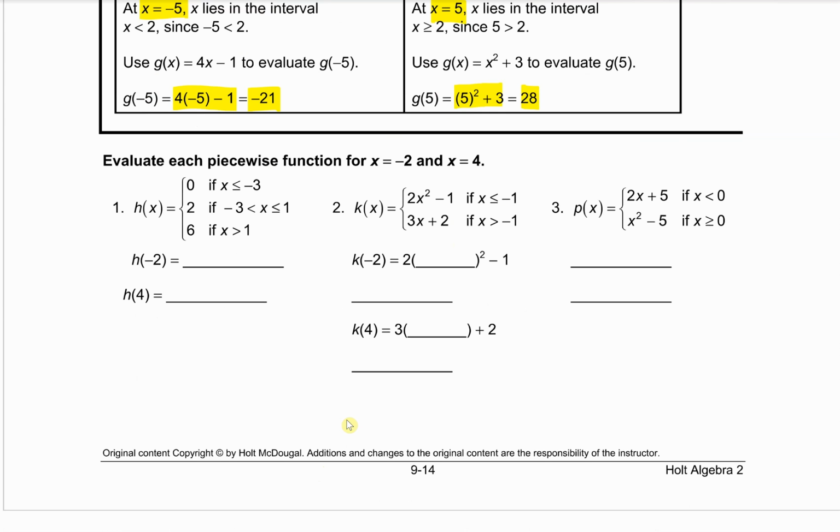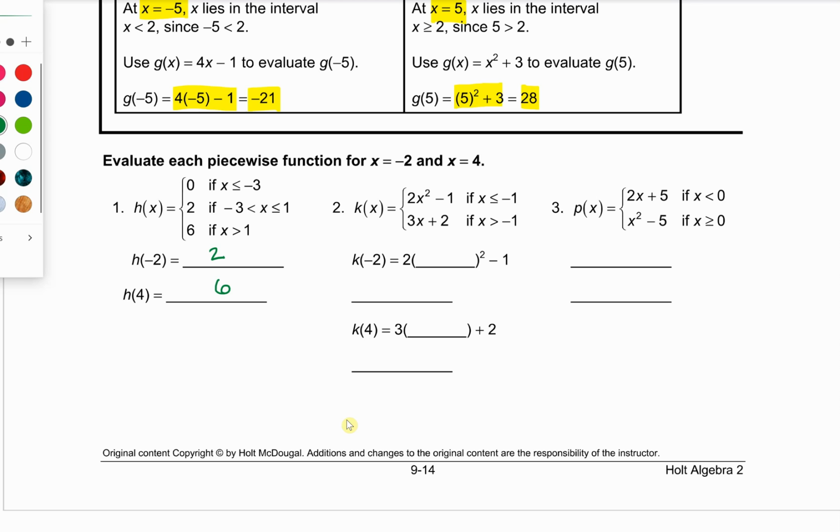Here we have number 1, h of x. It's 0 for x less than or equal to negative 3, 2 for x greater than negative 3 and less than or equal to 1, or 6 for x greater than 1. So we got h of negative 2. Negative 2 is right here. It's greater than negative 3, so it's going to be 2. 4 is greater than 1, so at 4, the value of the function is 6.